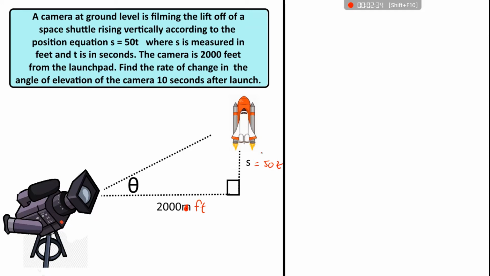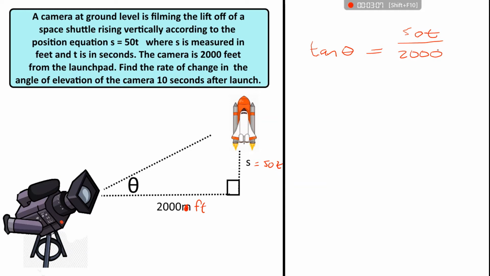But we can do this without having to solve for the hypotenuse. So what other trig function can we use? Right now I know an opposite side and an adjacent side. The tangent, perfect. So this is the tangent of our angle equals 50t over 2,000.